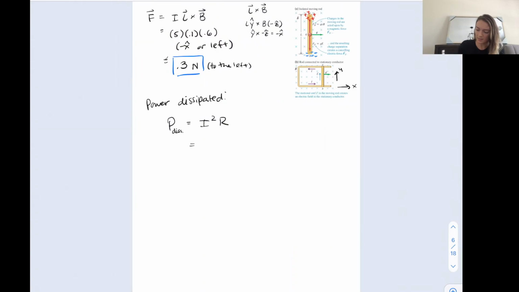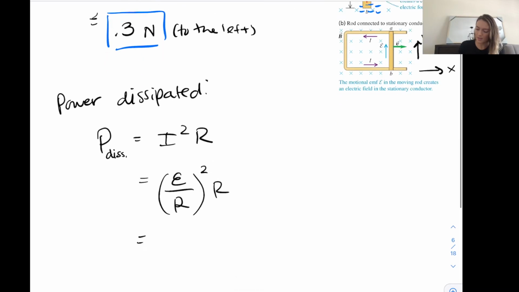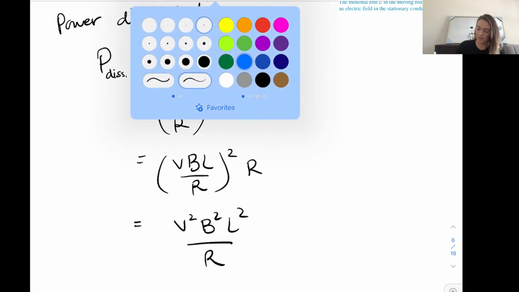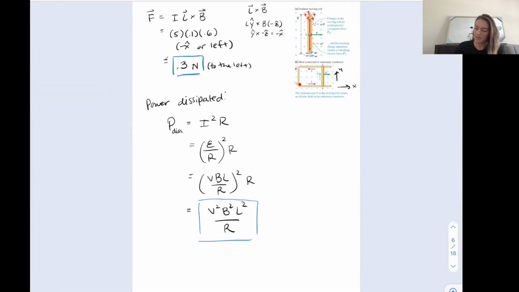So our current here was E over R. And we said that the EMF was VBL. So I'm just going to replace that. And then if we just multiply this out, we get V squared, B squared, L squared over R, because the R and the R squared in the bottom cancel. So this is how much power is dissipated in this circuit here.